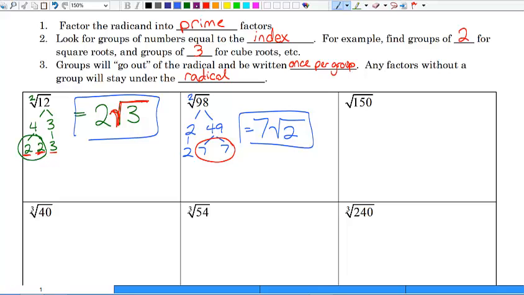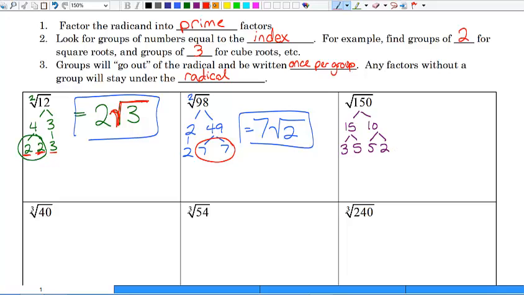On the next one, it's a square root of 150. So I'm going to break up 150 into 15 times 10. If it ever ends in a 0, I always use the 10 to make it much smaller. Then I have 3 times 5 times 5 times 2.